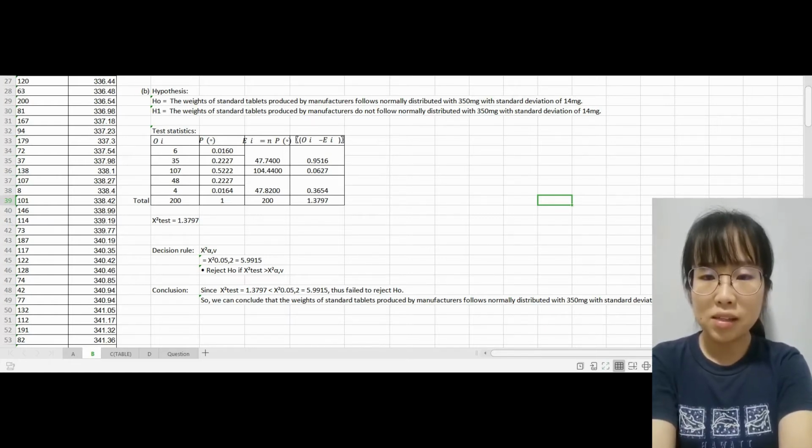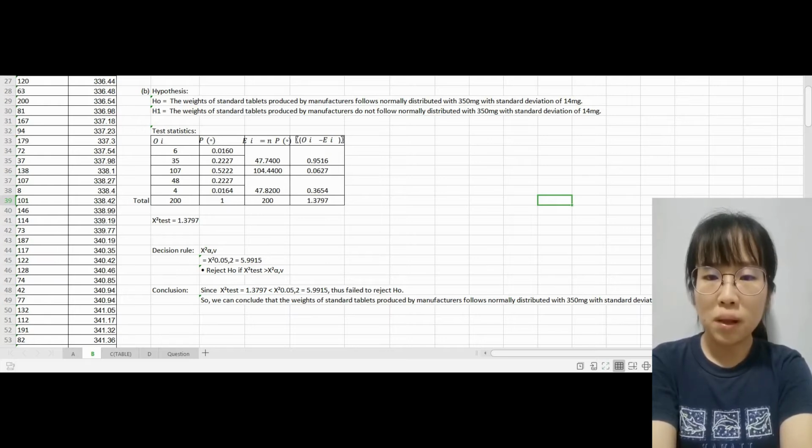For the test statistics, we will construct one more table with OI, P, EI, and (OI minus EI) squared divided by EI. Since the EI of weight between 300 and 320 is 4, below 5, the EI needs to combine with the next groups until the EI is more than 5. This situation also applies to the weights that are more than 380 mg.